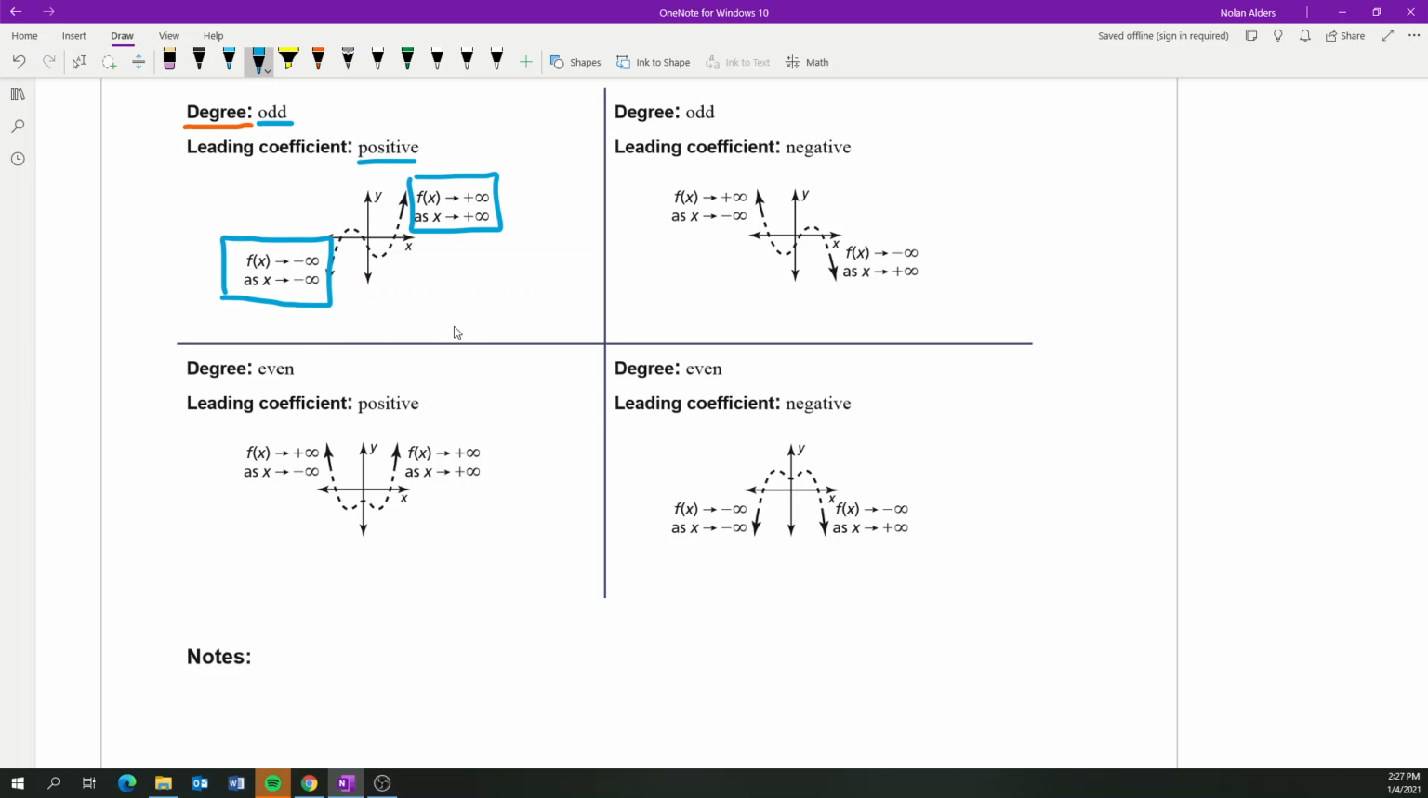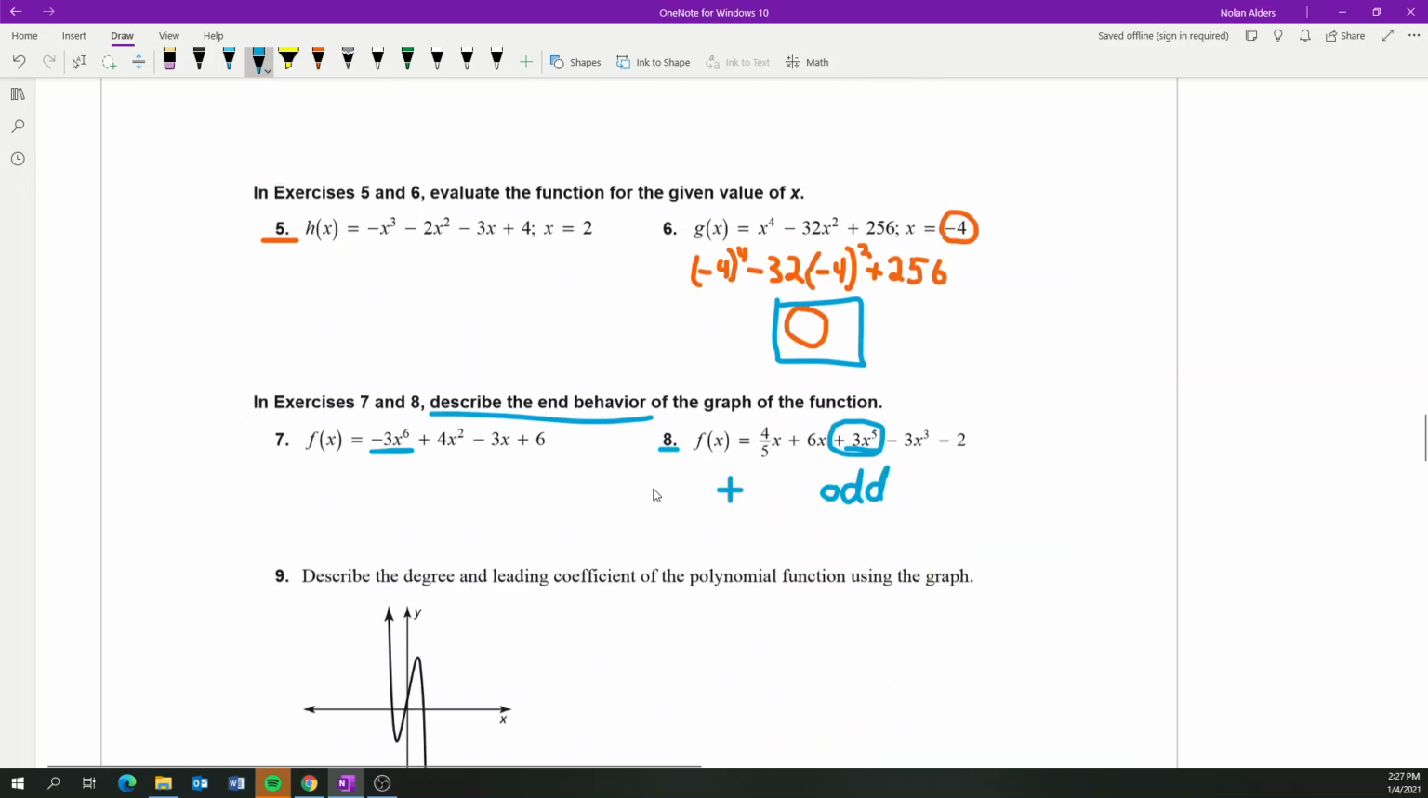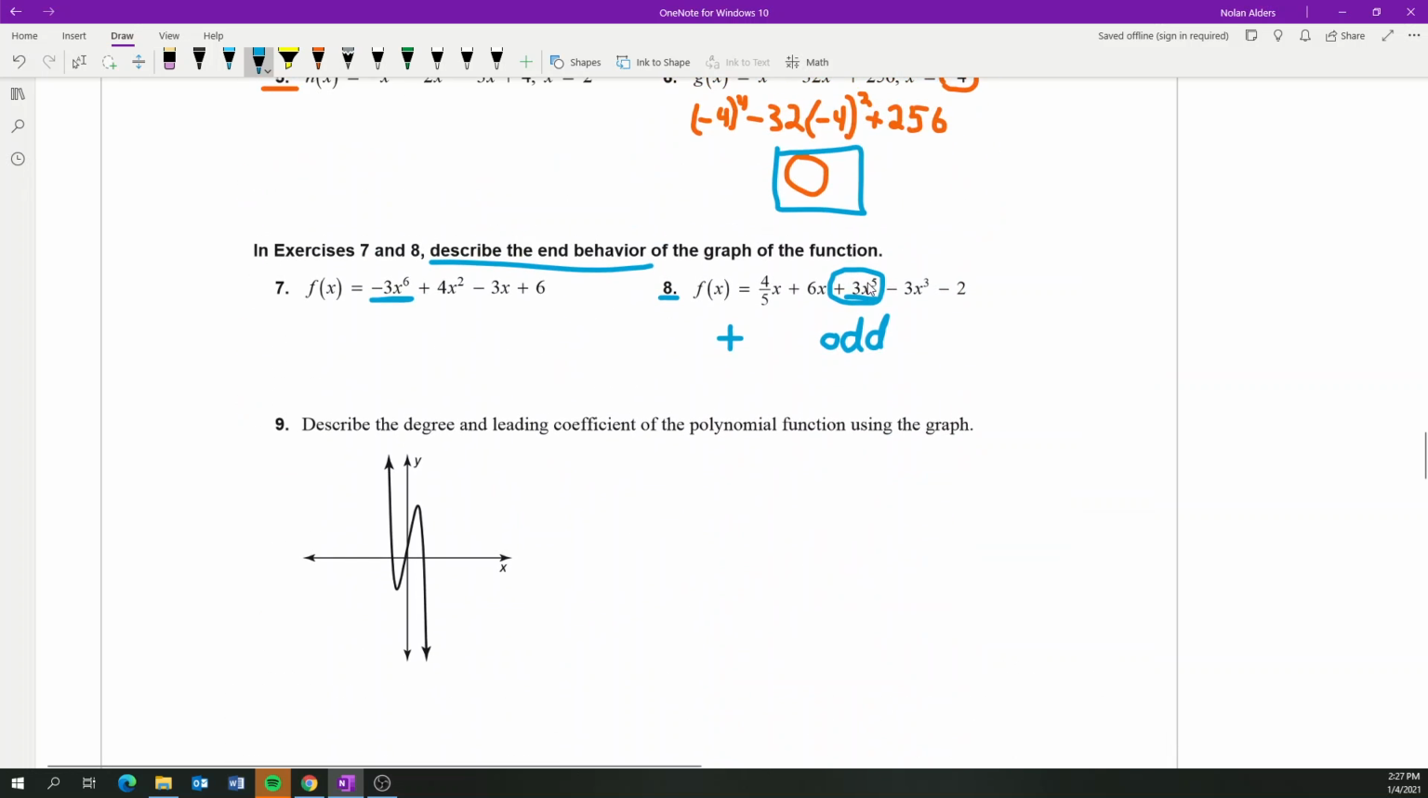So for those problems, guys, just refer back to this table and take your answers right off of there. And you'll get your answers based on the degree and the leading coefficient. So remember, both of those things you get from whichever term has the largest exponent. So x to the 5th, largest exponent, 5 is odd, and the leading coefficient here is positive 3. So we have positive and odd.